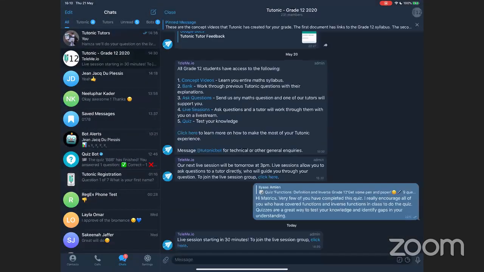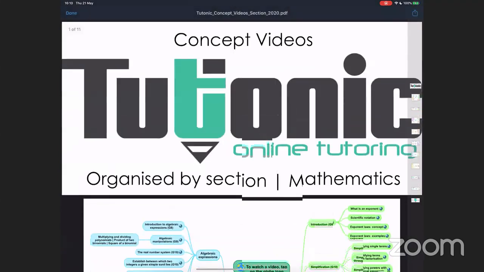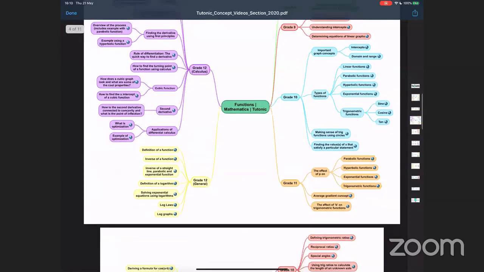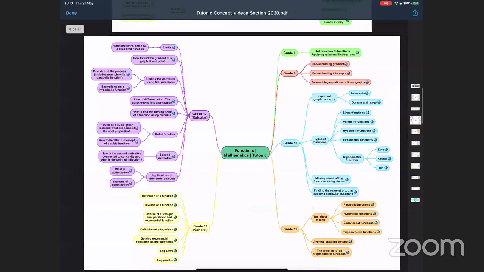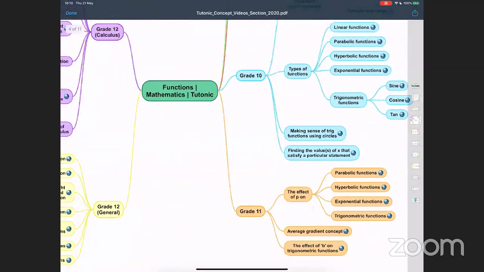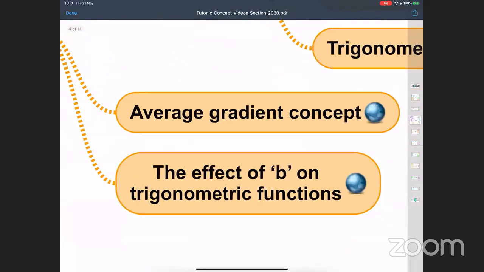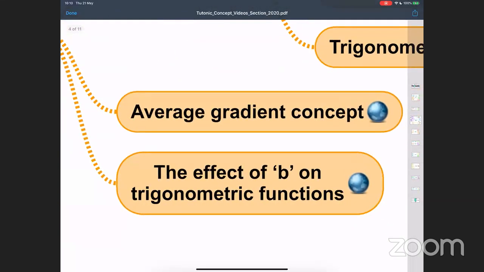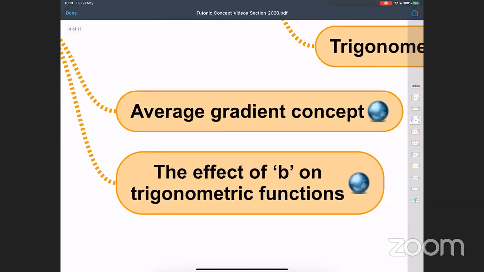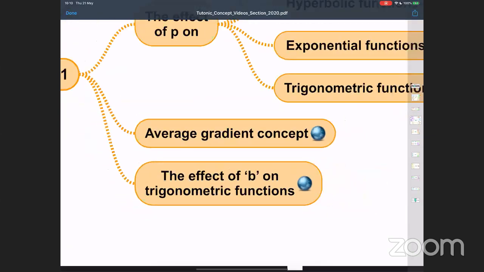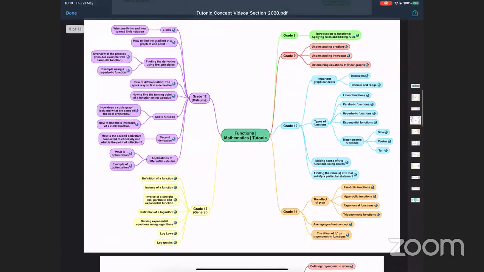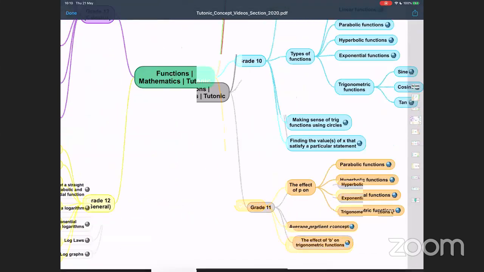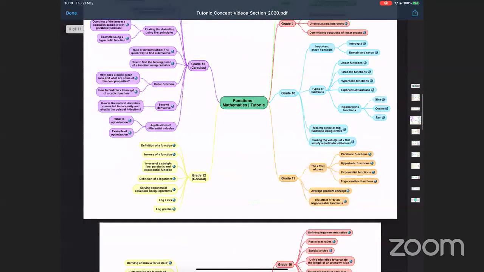I want to show you, if you guys are still not a bit sure about the trig functions, there's a concept video that Neil made. This video, do you see the effect of b? Yeah. This Grade 11 concept video goes through everything you need to know. But remember, guys, your Grade 12 syllabus is not just Grade 12 stuff, they want you to know stuff from previous grades. So I really want you guys to spend time on those concept videos.